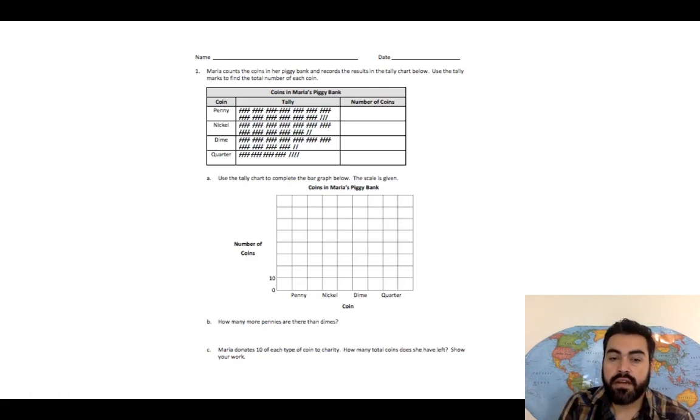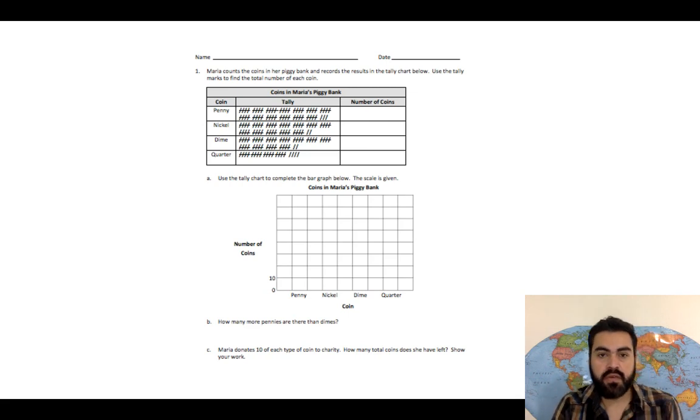So if we read here, Maria counts the coins in her piggy bank and records the results in the tally chart below. Use the tally marks to find the total number of each coin. Okay, so remember, we have our tallies here. When we're gathering data, when we're counting, it's good to use tally marks because you do what's called a little bundle. When you get 5, you just bundle it up, 1, 2, 3, 4, dash across, and it counts as 5. So when you go back and add up your data, you count by 5s: 5, 10, 15, 20, 25, 30, 35, 40, 45, 50, 55, 60, 65, 66, 67, 68. So this has 68 pennies.